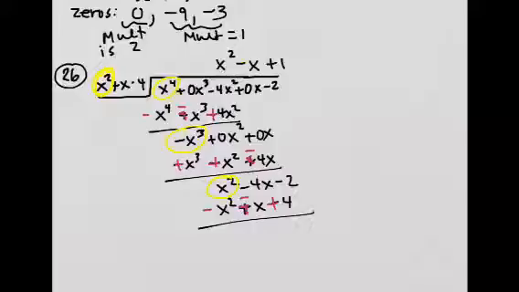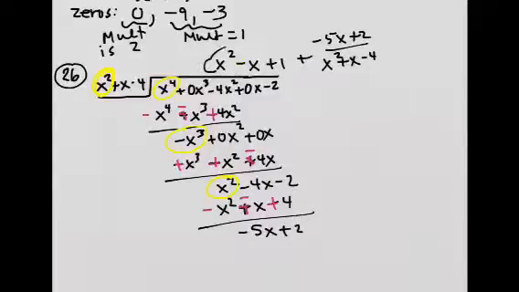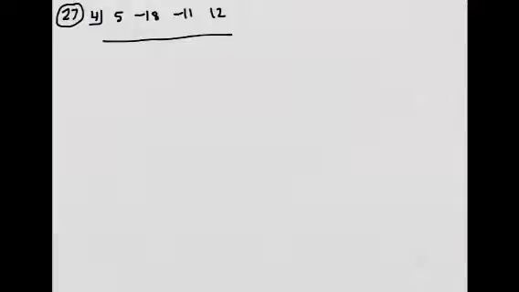Okay, so combine, and so we get negative 4x minus x is negative 5x. Negative 2 plus 4 is positive 2. So the answer would be plus, this, add the remainder, so this here is the answer.